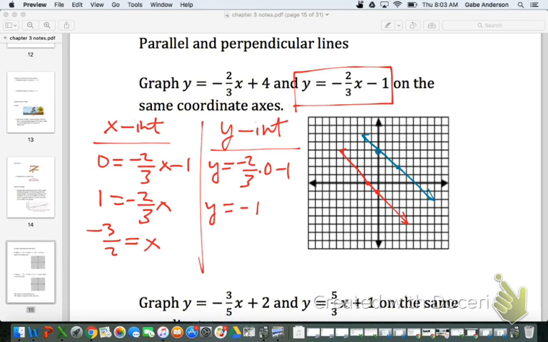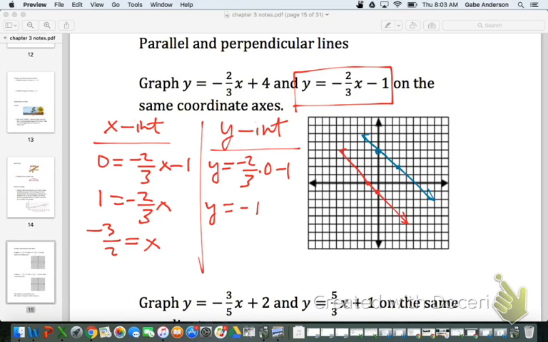So, Ben, what do you notice about the slopes? They have the same slope. They do have the same slope. Parallel lines have the same slope. If you look lower on your notes packet, it says that parallel lines have the same slope, or equal slopes.